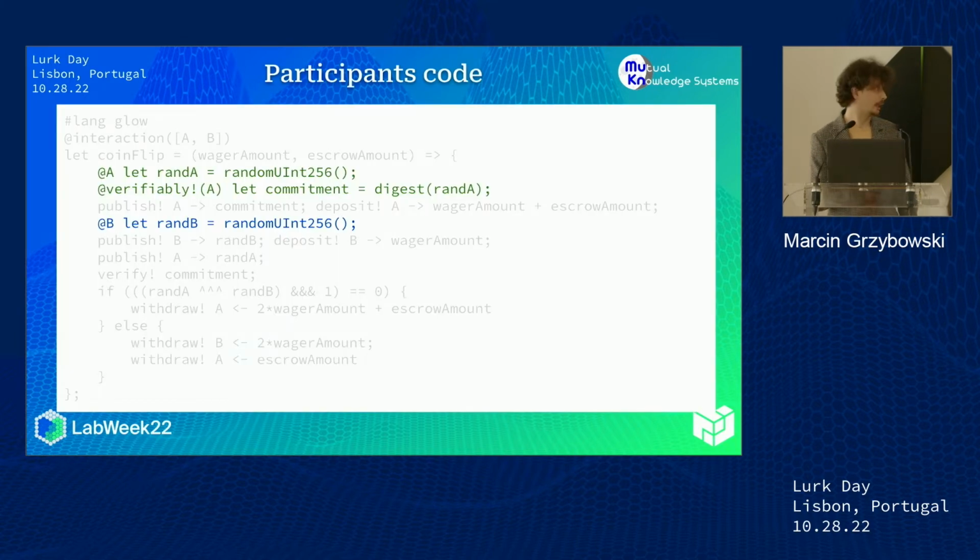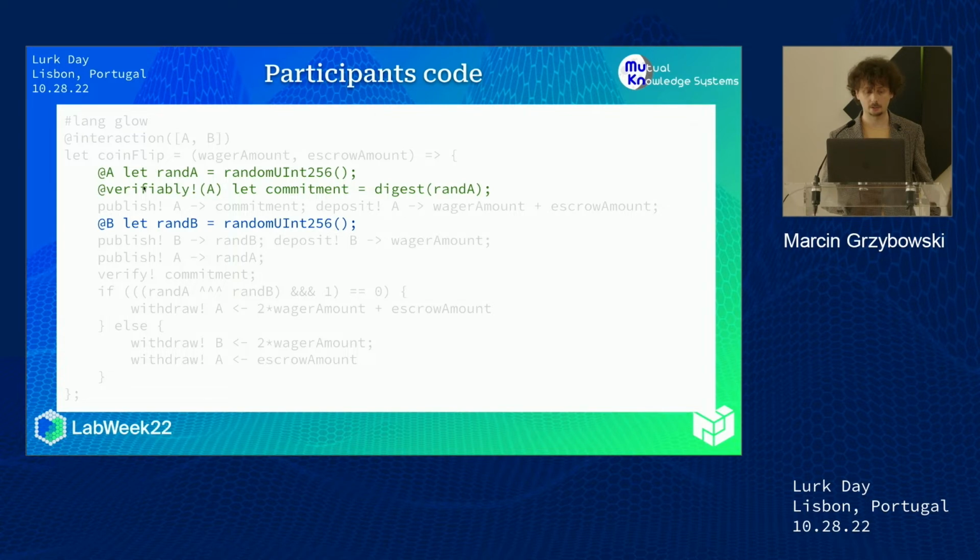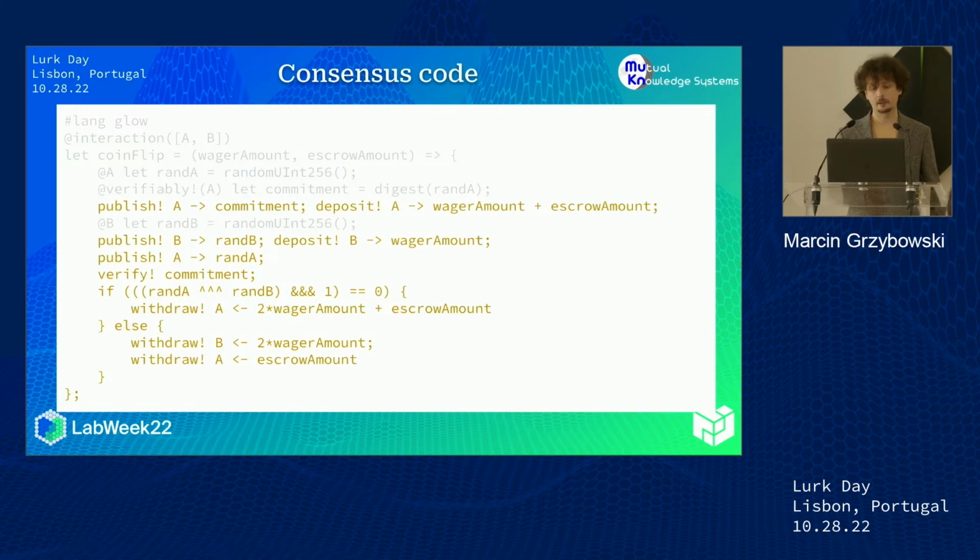Looking at this previous example, for example, those parts we can treat as participant code. So those would be compiled to some code which would run on the participant machine. And the rest would be compiled to consensus code.